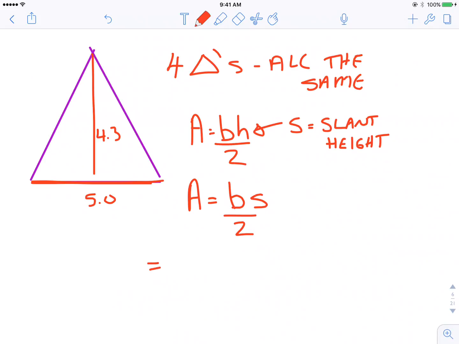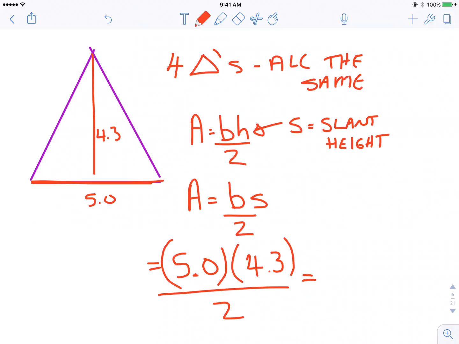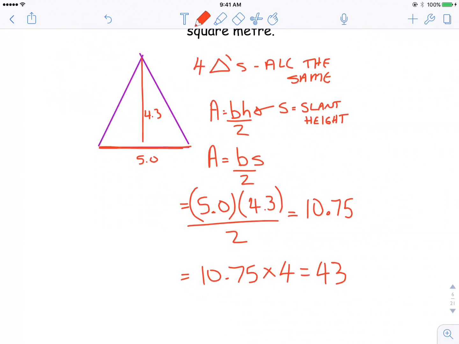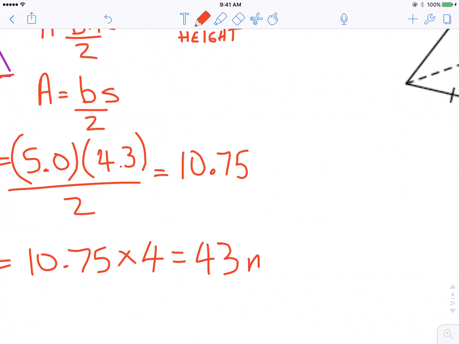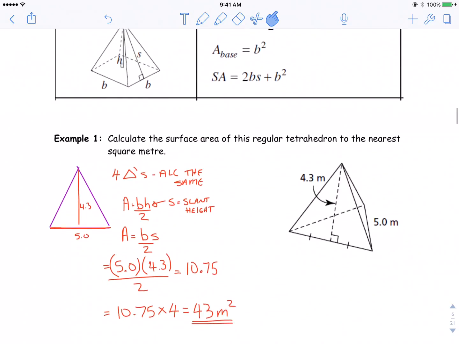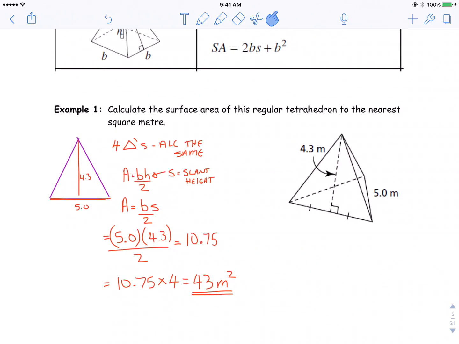So I substitute in my values. My base is 5. My slant height is 4.3, divided by 2, which works out to 10.75. And then I have to remember that there are 4 of them. So I take my 10.75 and I multiply by 4, which gives me 43. And remember that area, or surface area, our units are squared. Okay, so there's our first example, example 1, section 1.4, and we'll come back for example 2 and talk about the square-based pyramid formula.